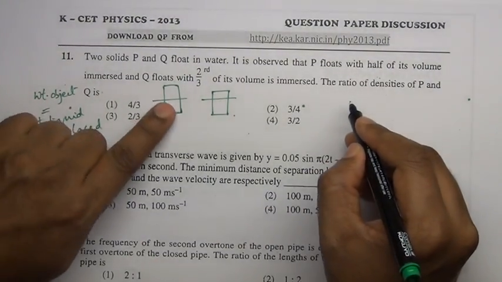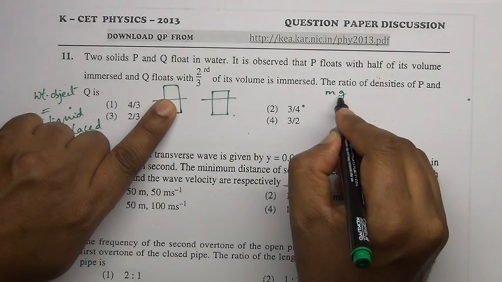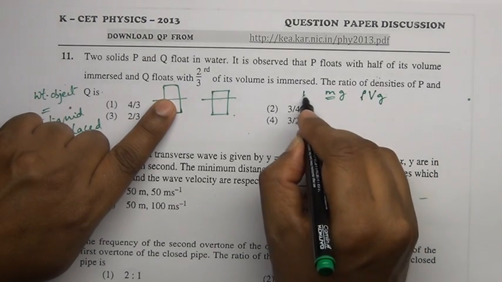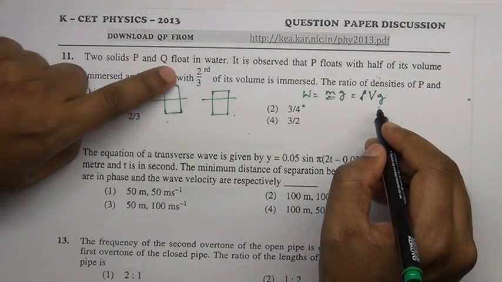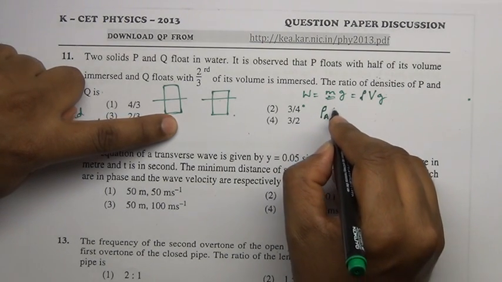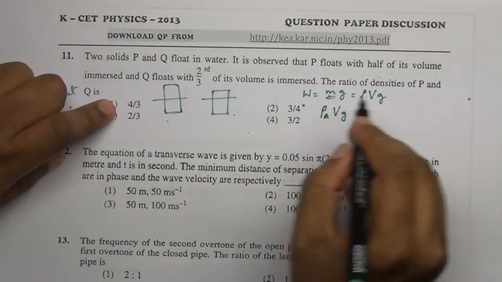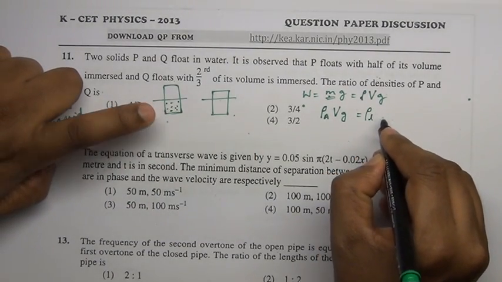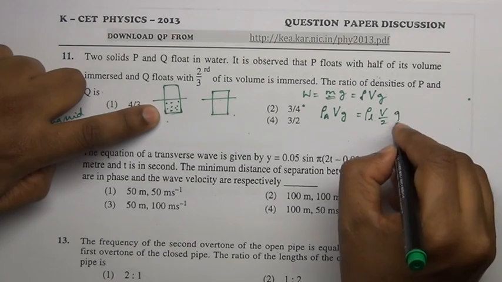Weight of the object is mass into g, but mass is density into volume, so weight can be written as mg or density into volume into g. In this case, weight of the object, density of the object into entire volume into g, is equal to weight of the liquid displaced. Only this much liquid is displaced, so density of liquid into V by 2 into g.